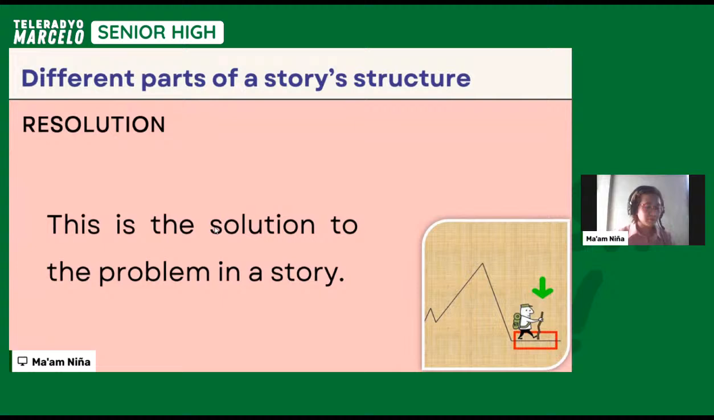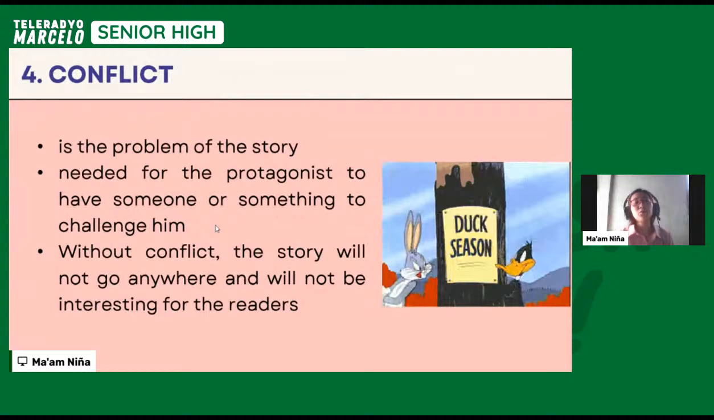Sometimes when we talk about the resolution, there might be times that as a reader, we have our preferences on how the ending would be, but it's the opposite of what the author did in the resolution. If that happens, as long as the resolution is connected or related to the tone or theme of the story, we can already consider it as resolved. Okay, so that's another reminder for the resolution.